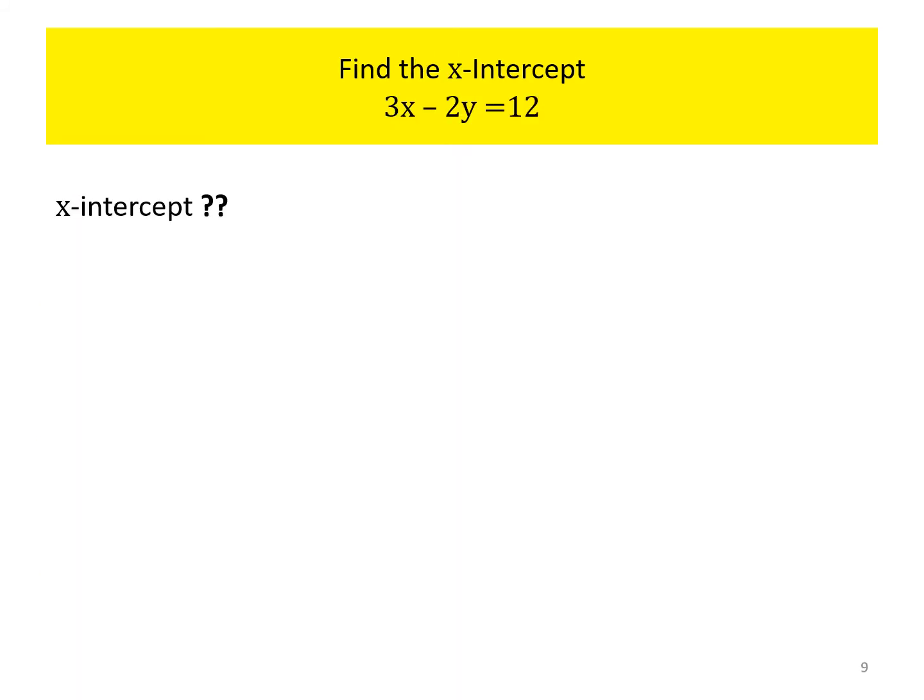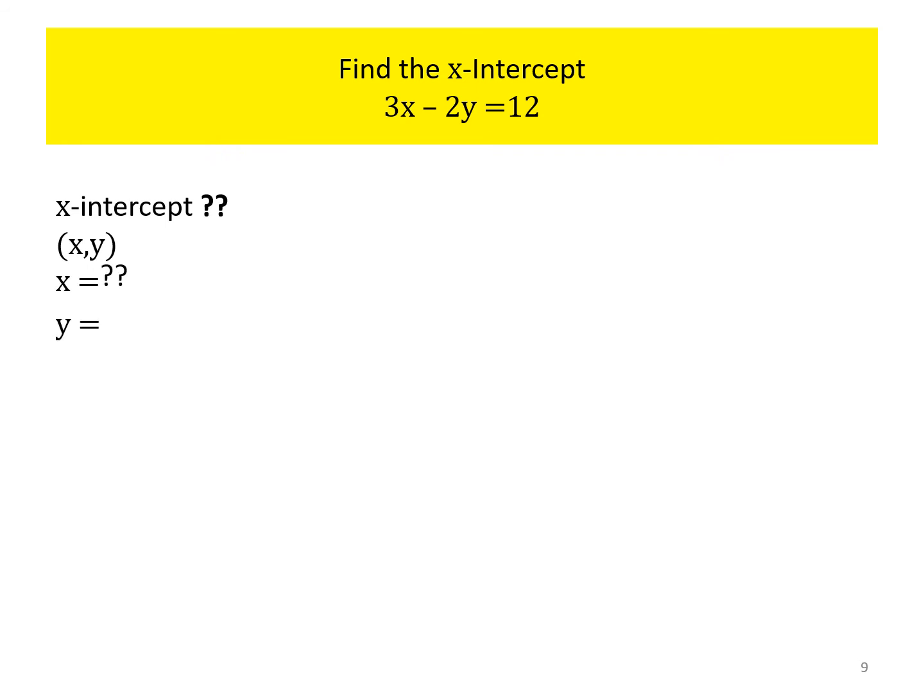Find the x-intercept for this equation. Now this equation, when you graph it, is a line, and that line is going to cross the x-axis. The point where it crosses the x-axis is called the x-intercept. So we're really looking for a point, xy values.